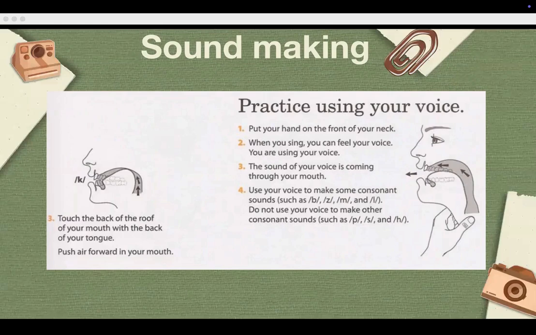Okay, so you can see the difference between practicing using your voice and practicing using your air. When you are using your voice, the consonant sound will be called a voiced consonant, and when you're using your air, the consonant sound will be called a voiceless consonant.